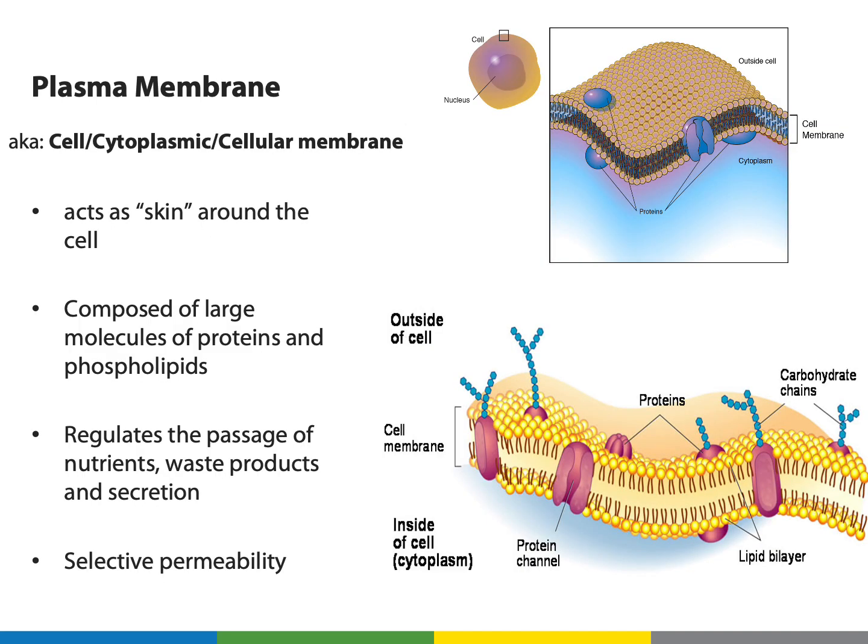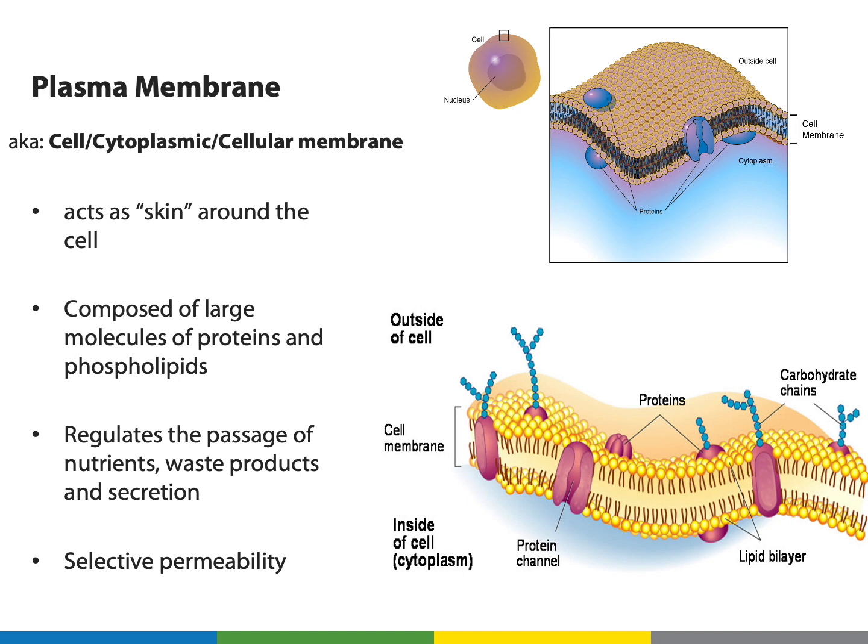Another structure is your plasma membrane. Your plasma membrane is also known as the cell, cytoplasmic, or cellular membrane. Your plasma membrane acts as a skin around the cell. The cell membrane consists of a lipid bilayer that is semi-permeable. The cell membrane also regulates the transport of materials entering and exiting the cell.